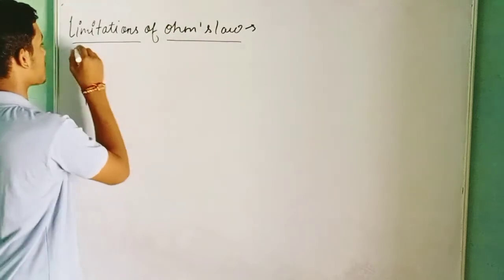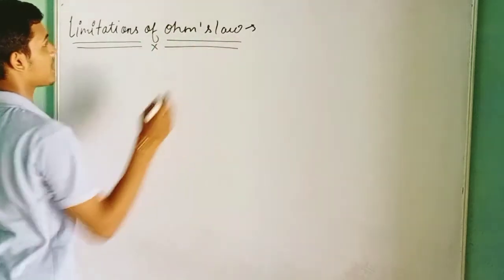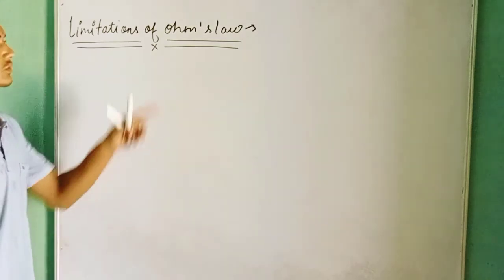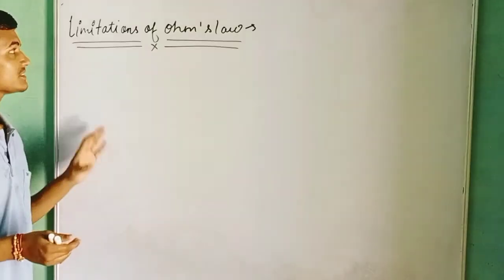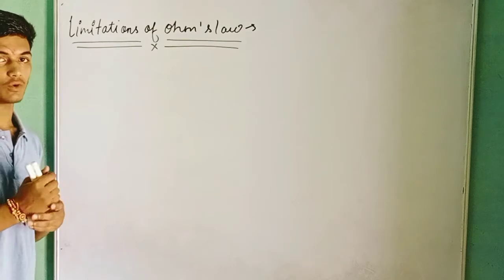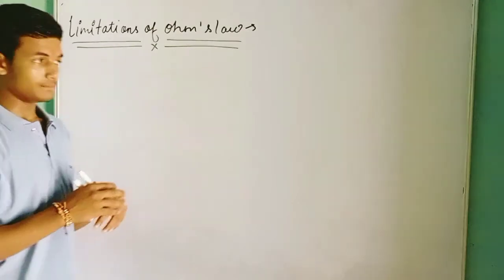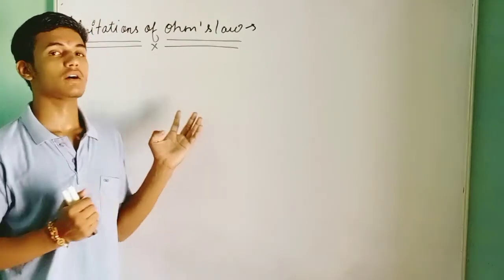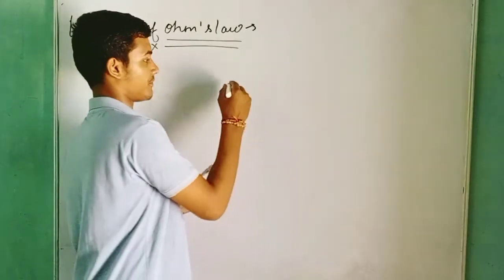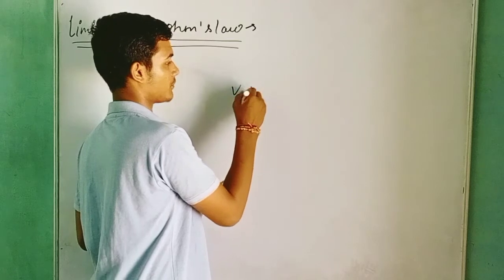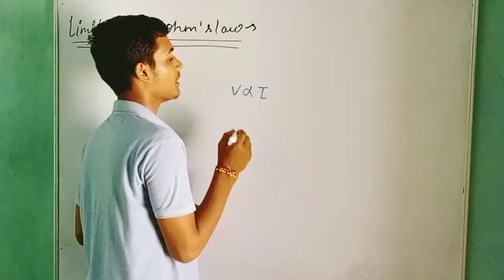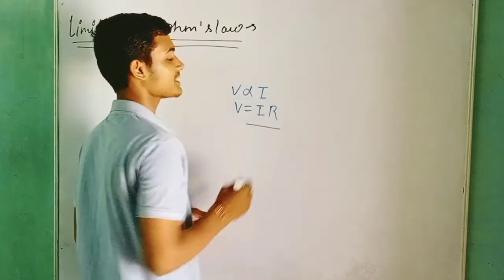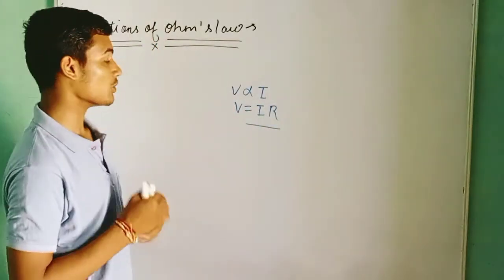That is our today's topic. Limitation of Ohm's law. What are the limitations or drawbacks of Ohm's law? We can find from Ohm's law that V is proportional to I, and V is equal to IR. So what could the drawbacks be?